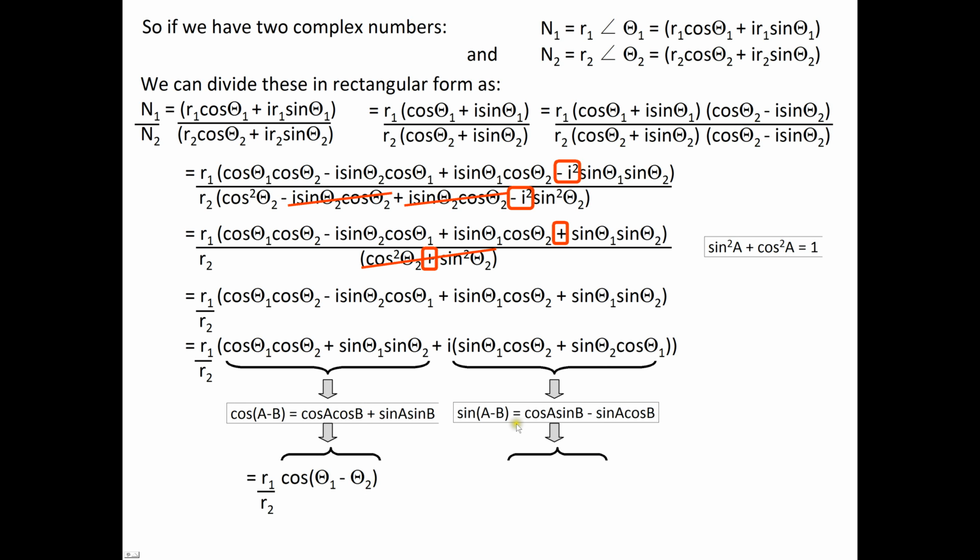And with this identity, sine of A minus B is sine A cos B minus cos A sine B, so we can replace that term by R1 over R2, bring it in from here, and that becomes sine of theta 1 minus theta 2, and that is the rectangular format of a number which in polar form would be expressed as R1 over R2 angle theta 1 minus theta 2. So you can see that we have just proved the formula for dividing complex numbers that we showed on the previous slide.